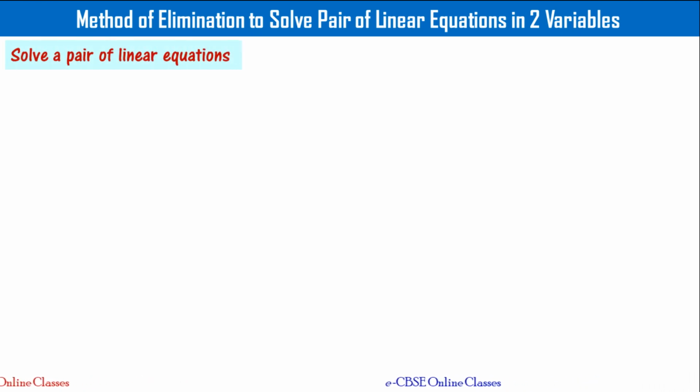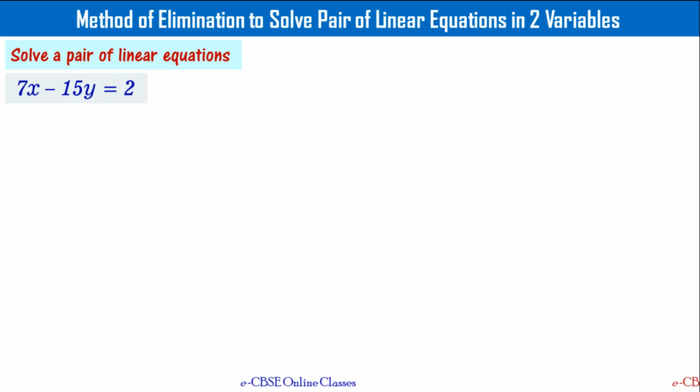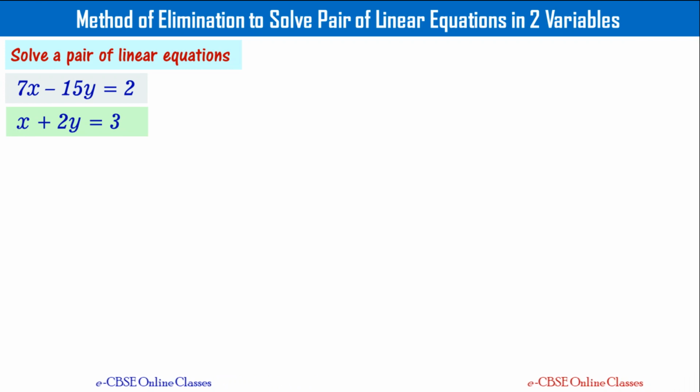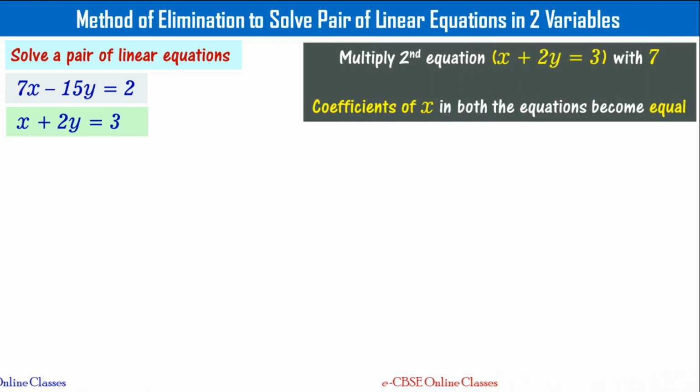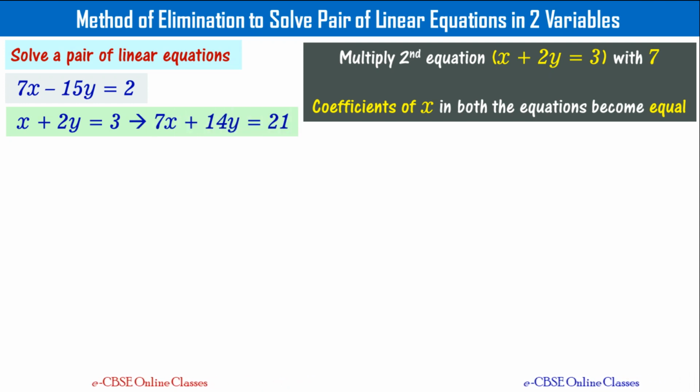Let us solve a pair of linear equations 7x minus 15y equal to 2 and x plus 2y equal to 3 using method of elimination here. To do that, let's multiply the second equation, that is x plus 2y equal to 3 with number 7. When you do that, you get 7x plus 14y equal to 21.